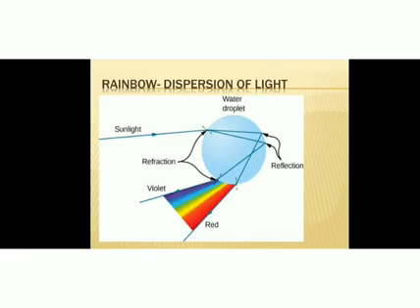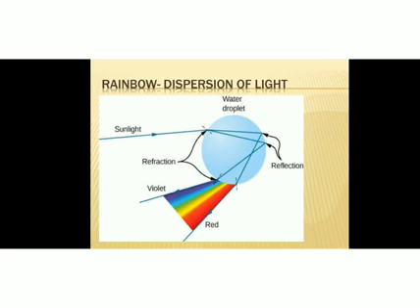Now, have you ever thought about the rainbow formation? A rainbow is a natural spectrum appearing in the sky after a rain shower. Okay, and what is the cause of a rainbow? It is caused by dispersion of sunlight by tiny water droplets present in the atmosphere.